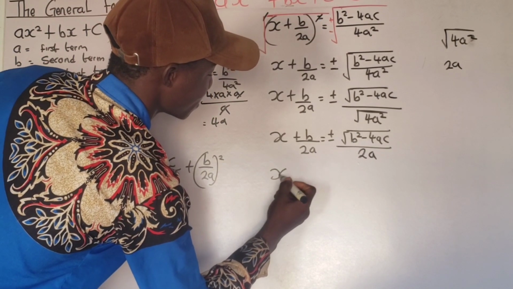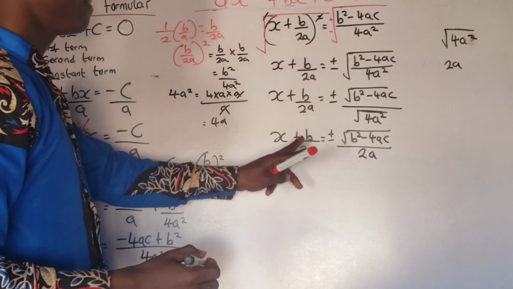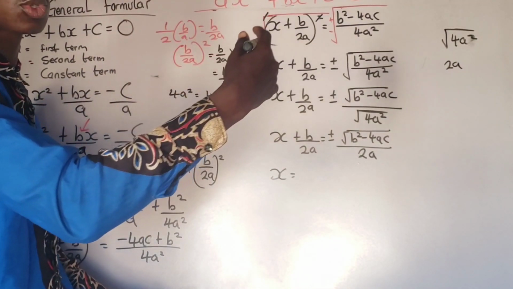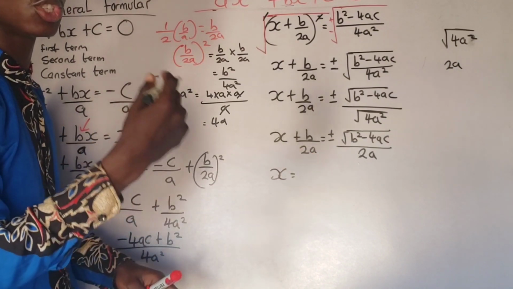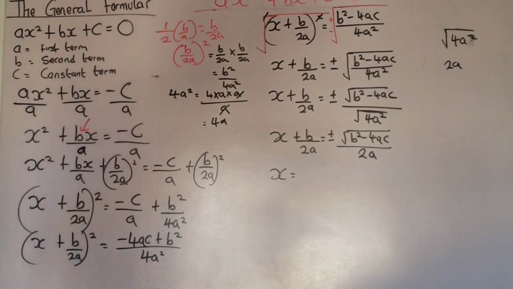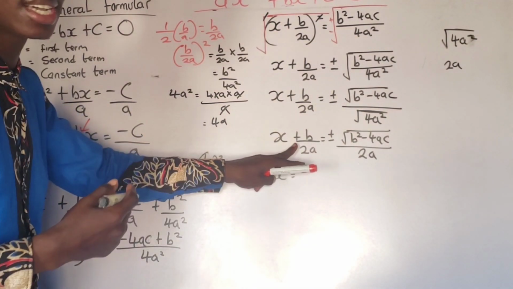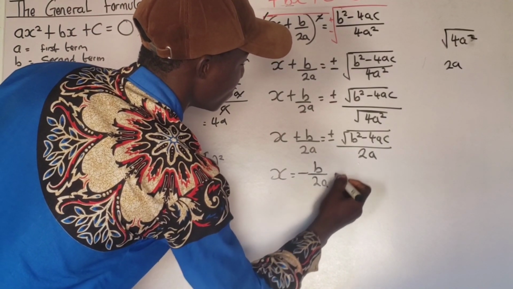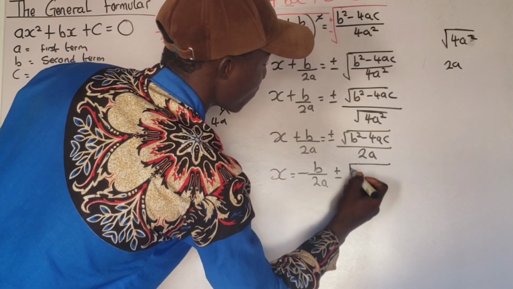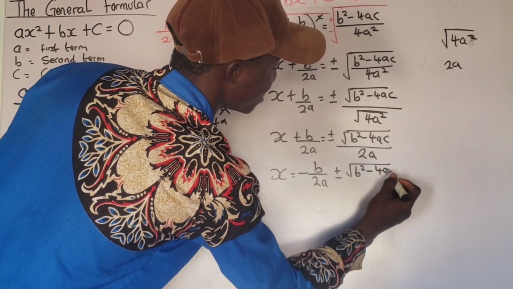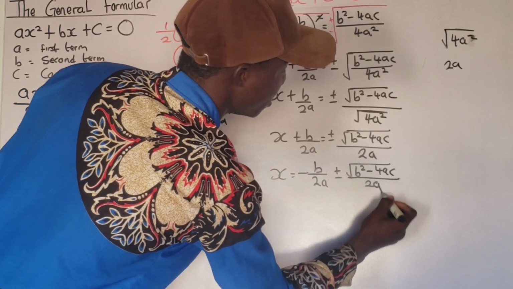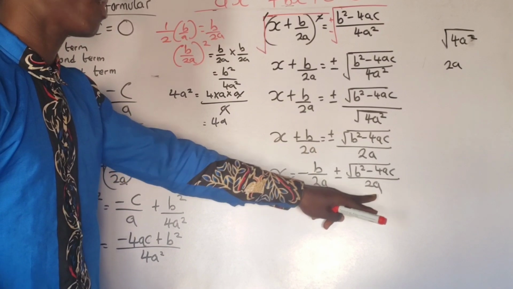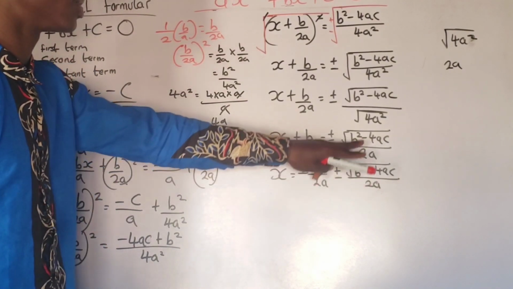Now let's proceed. Here I'm going to have x equals to, now if this b over 2a crosses the equals to sign, the positive sign is going to change to negative sign. So I'm going to have negative b over 2a plus or minus square root of b squared minus 4ac all over 2a. Do you know how I come about 2a? I just take the square root of 4a squared.